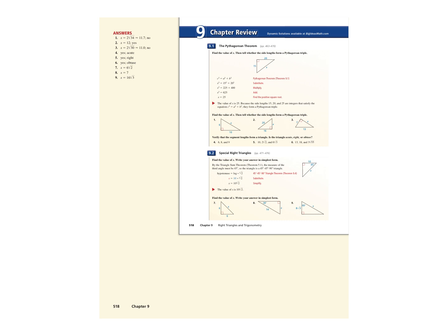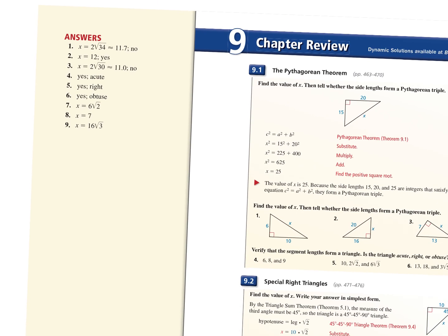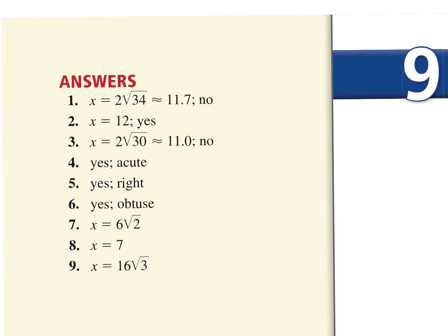Now, remember, when it asks you to leave your answers exact, so for example, on 1, 2, and 3, this is just Pythagorean theorem. So if it said leave your answer exact, then the answer would have been 2 square root 34 for number 1, 12 for number 2, and 12 square root 30 for number 3. If it said to round it, then it would have been that decimal. So you need to read how it wants the answers left.